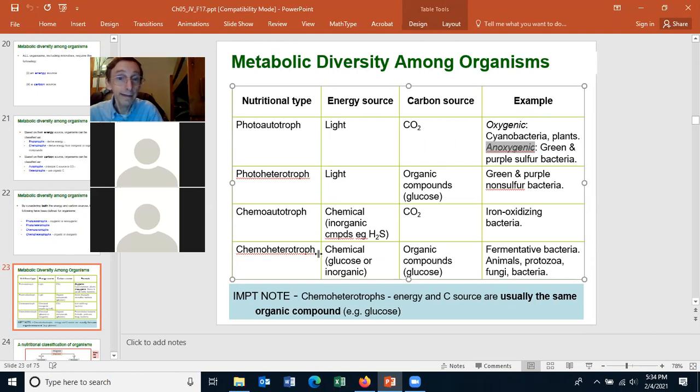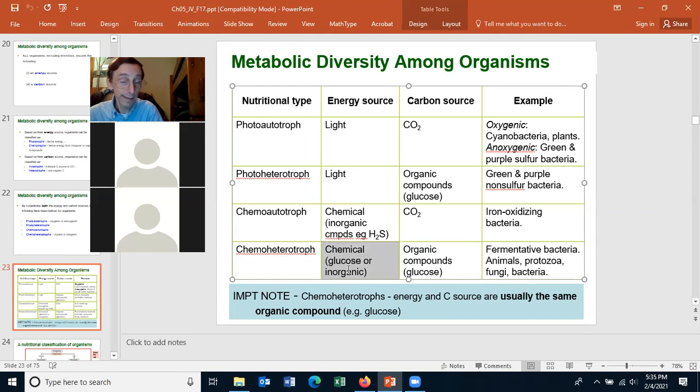All right, the next easiest one to talk about, because everybody knows about them, are chemoheterotrophs. And you know about this one because you are a chemoheterotroph. You get your energy needs from a chemical compound, such as glucose. Although there are other chemoheterotrophs which get their energy source from an inorganic chemical compound.